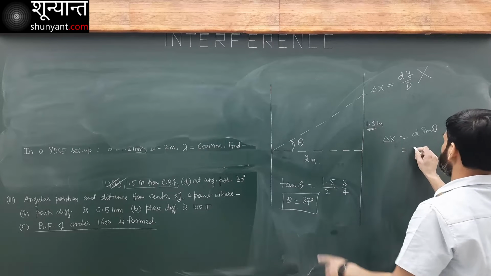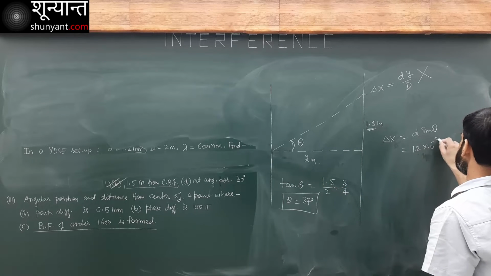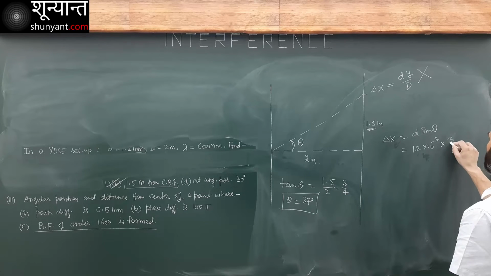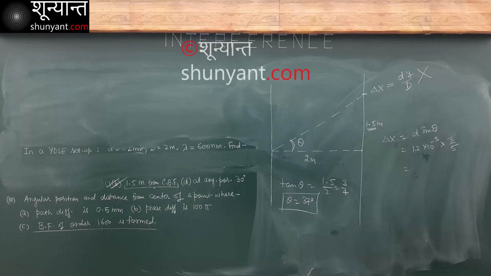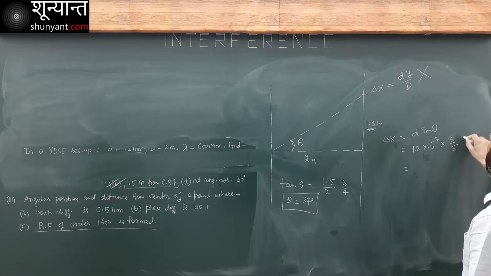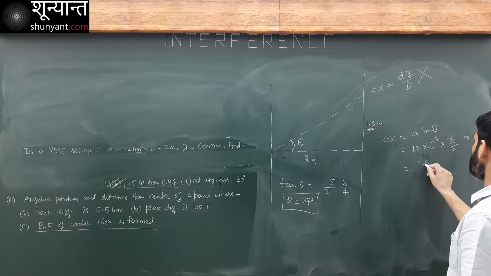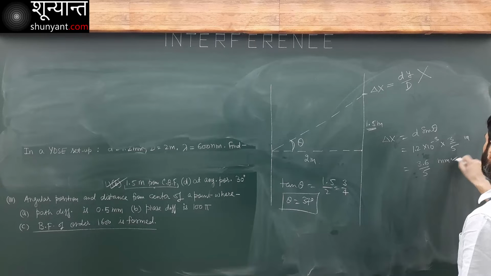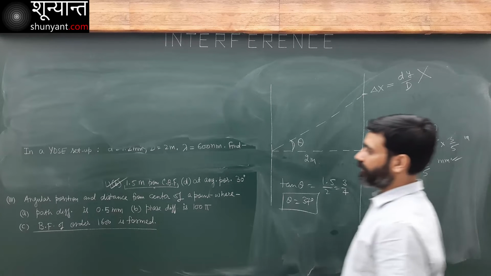Now this is 1.2 into 10 power minus 3 into sine 37. Sine 37 is 3 over 5. So that's it. This is my answer, it is going to be in meter. So this is 3.6 over 5 millimeter, whatever it is going to be. So 0.7.